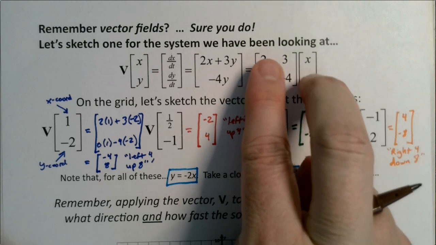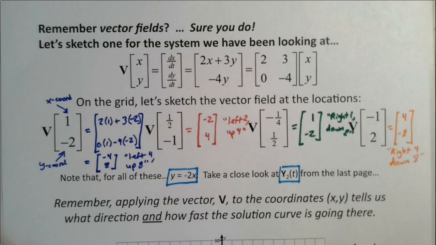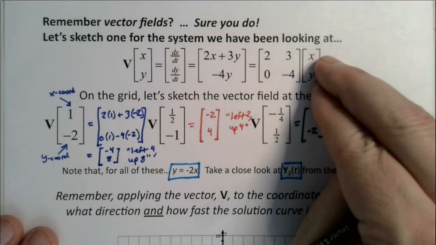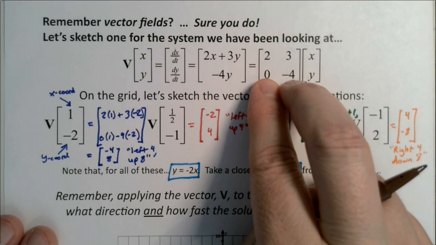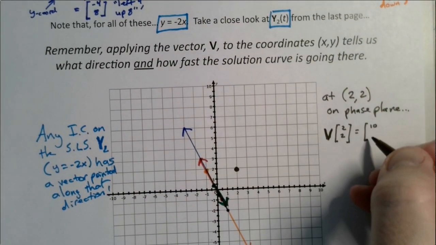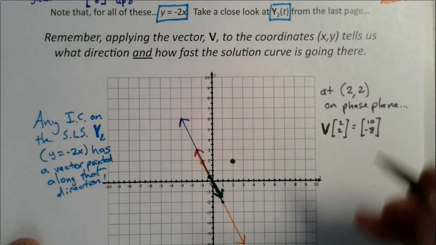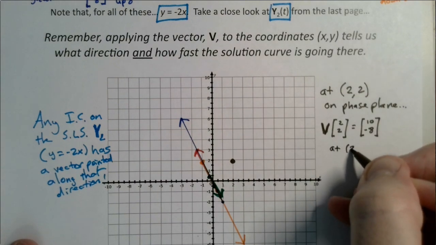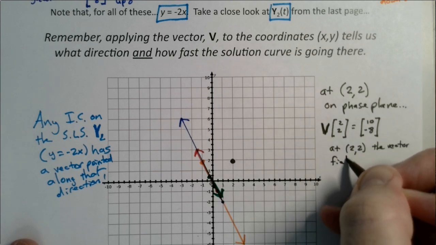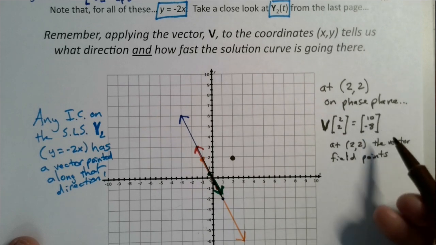2 times 2 plus 3 times 2. So that's 4 plus 6. That's 10. Just recording my 10 down there. And then if I do 2 and 2 times this direction, you'd have 0 times 2. That's nothing. But -4 times 2 is -8. So what direction is this telling us to go? At 2, 2, the vector field points right 10, down 8.